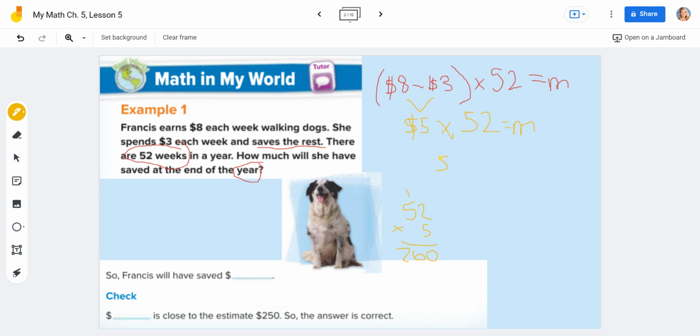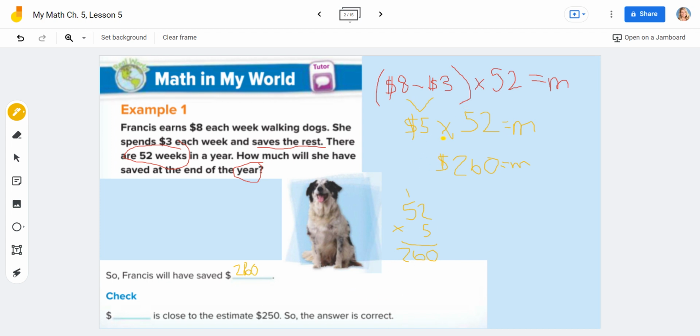So my total saved for all year is $260. Now they do want you to check it with estimation. Sorry, that's supposed to be a 6, even though it doesn't look like it. 6 right there.